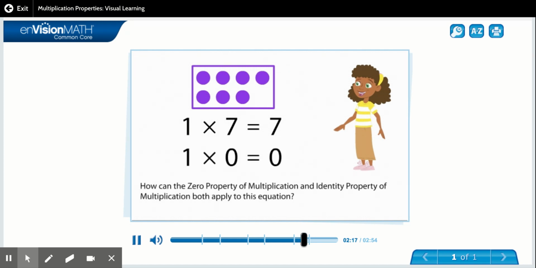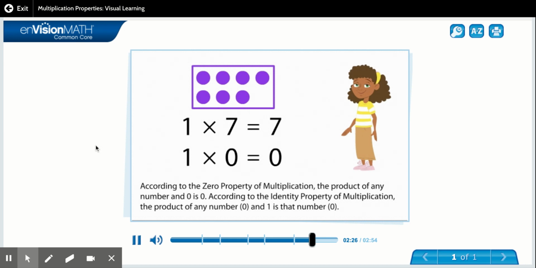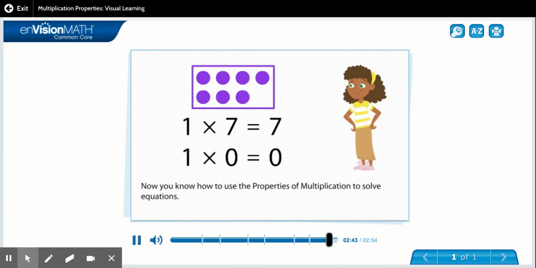How can the zero property of multiplication and identity property of multiplication both apply to this equation? According to the zero property of multiplication, the product of any number and 0 is 0. According to the identity property of multiplication, the product of any number, 0, and 1 is that number, 0. Now you know how to use the properties of multiplication to solve equations.